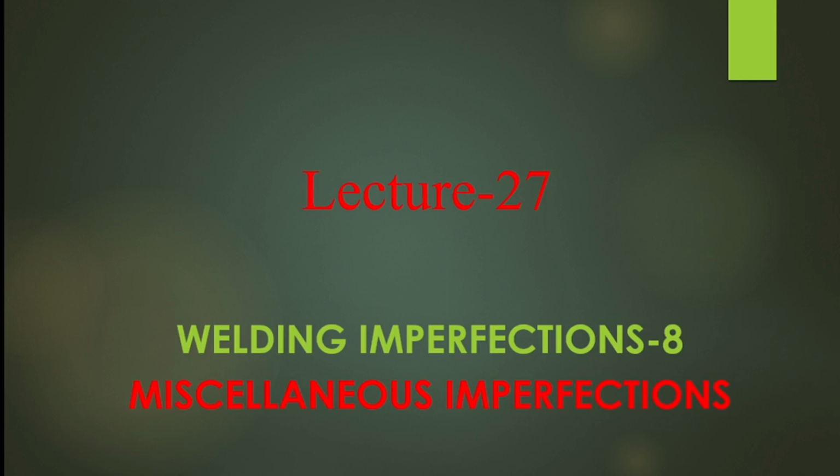Today, I am going to start lecture number 27. In this lecture I will try to discuss the welding imperfection, and this is the last lecture about welding imperfection. After that I will prepare a lecture about welding imperfection and acceptance criteria. Up to now we are familiar with so many welding defects, imperfections and discontinuities, so we need to know the acceptance criteria for each imperfection. Related to that I will prepare the next lecture. So let's start today's lecture number 27, welding imperfection, miscellaneous imperfection.